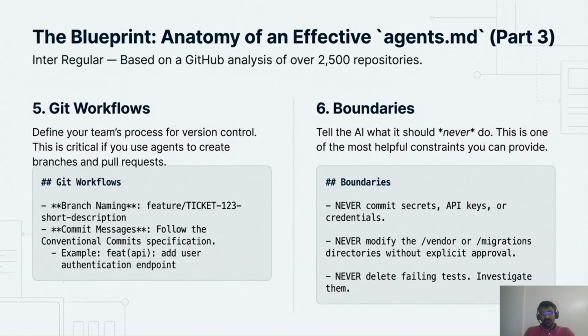Boundaries, such as telling the agent not to commit any secret API keys or credentials, never to modify specific folders, and never to delete failing test cases but to investigate them instead.